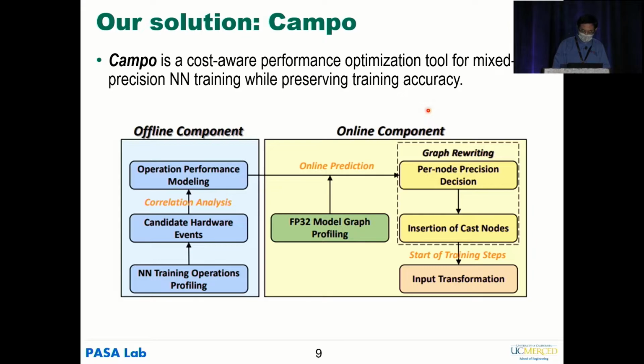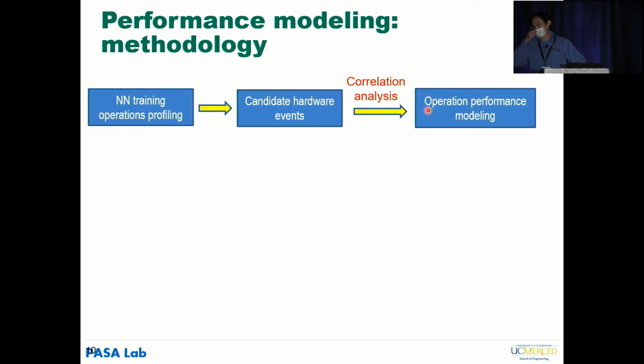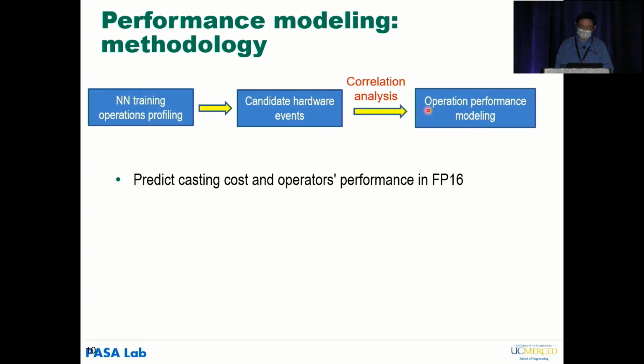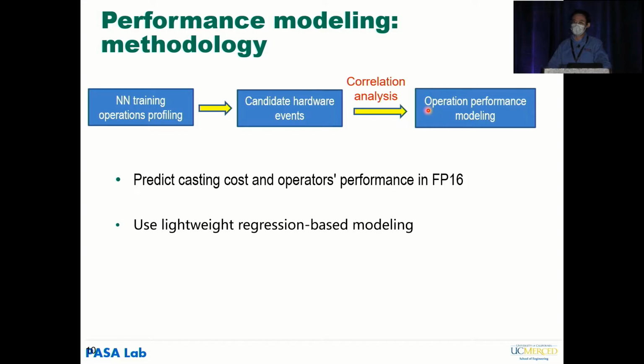Okay, and now I'm going to jump into the design details. I will start with the performance modeling. The general idea of the performance modeling is summarized as follows. The first is that the modeling is used to predict the casting cost and operator performance in low precision. The modeling itself is a regression-based model. So you give me the full precision performance, and then I predict the low precision performance.